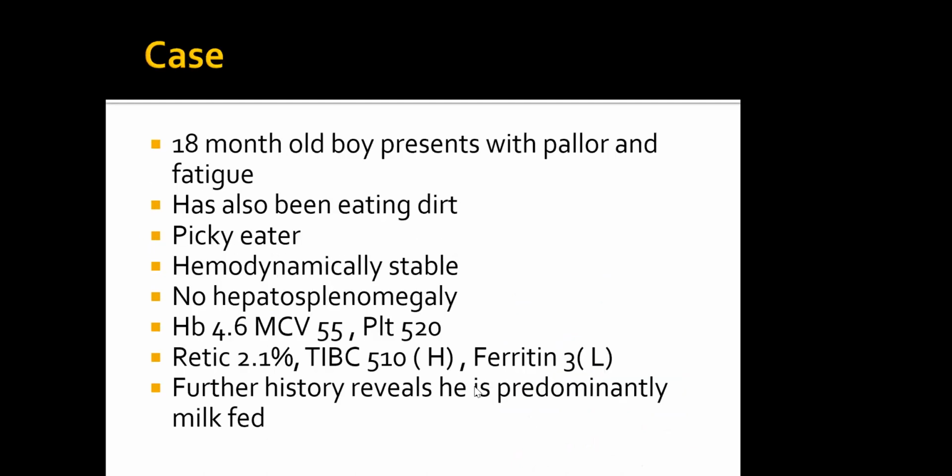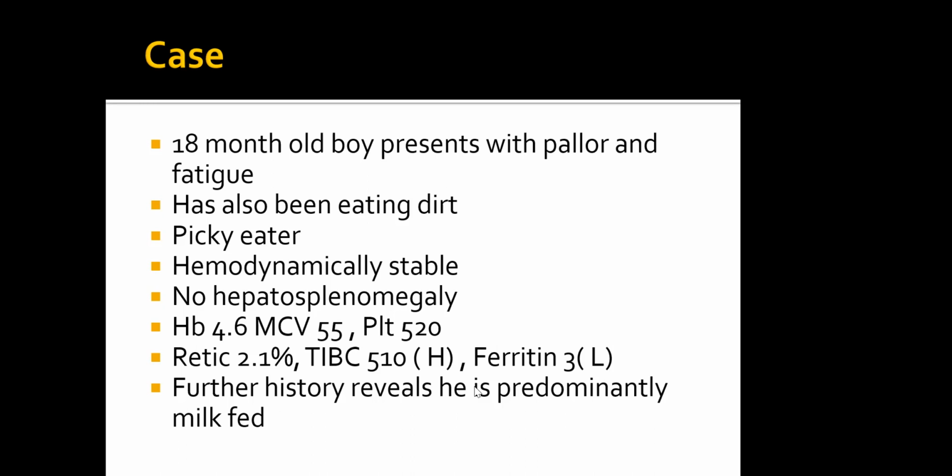Then you have a second patient who's about 18 months now, presents with pallor and fatigue. He's been a picky eater. He's also been noticed to be eating dirt and also playing with the paint of the walls. Otherwise, very hemodynamically stable, doesn't have hepatosplenomegaly, but again has microcytic hypochromic anemia because the MCV is low at 55 and the platelets here are high, 520,000.